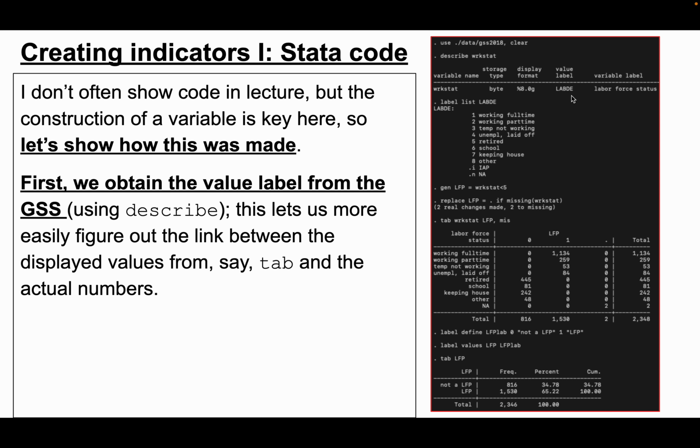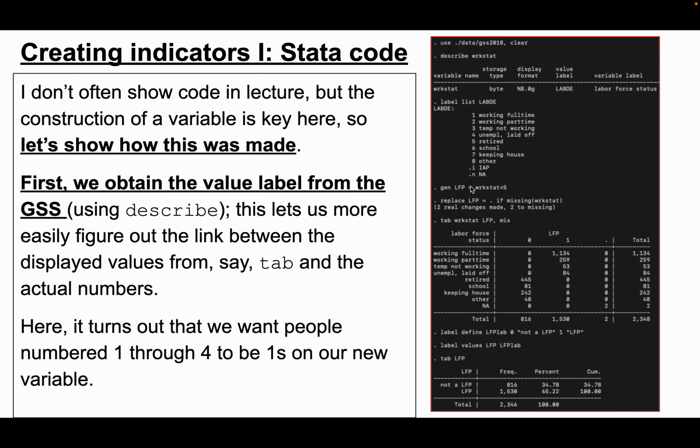But this is the value label, whatever it is. So you can see then when we write label list labd, we get this list here, and this is basically a dictionary or a code that tells Stata how to link numeric values, which are the fundamental underlying values, and the values in the label sense, so that someone was working full-time or working part-time and so on. So then we're going to make a new variable called LFP, and I'll describe the construction of that in a moment.